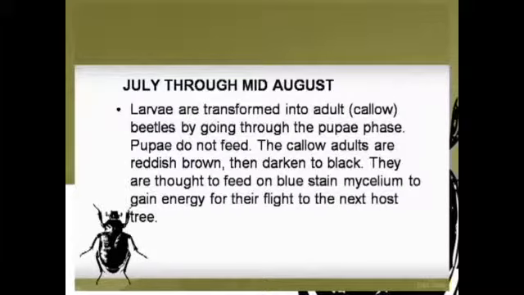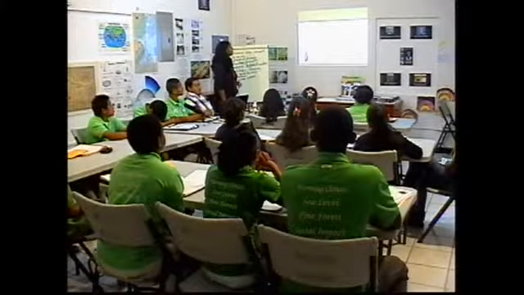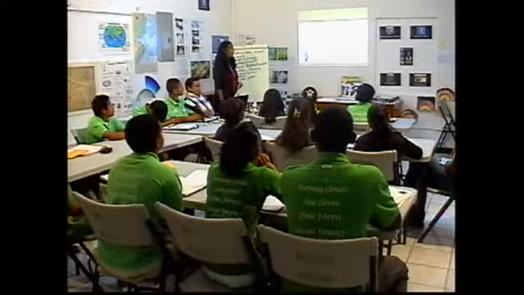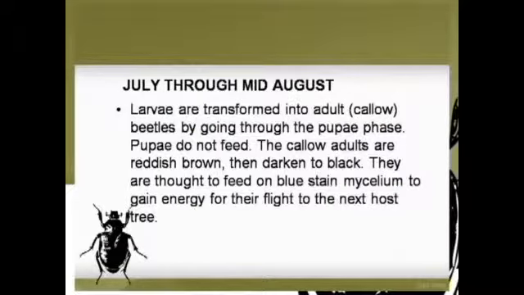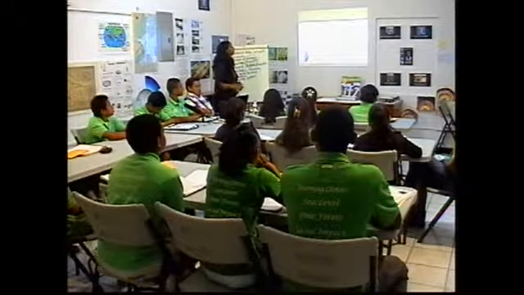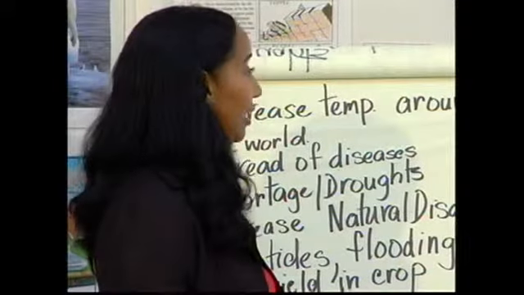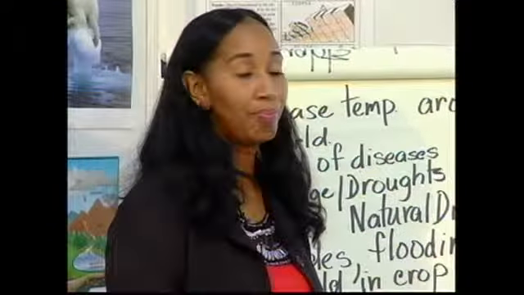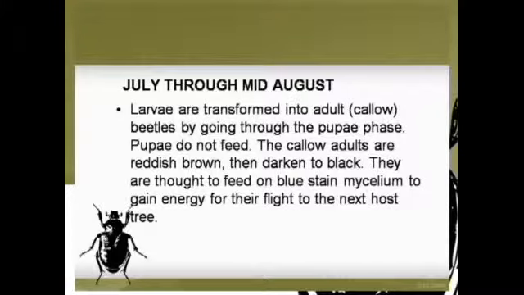From July through mid-August, larvae are transformed into adults, which are called callow beetles, by going through the pupae phase. Remember we spoke about metamorphosis from the egg, the larvae, to the pupae until it reaches the adult. Pupae do not feed. The callow adults are reddish brown, then darken to black.